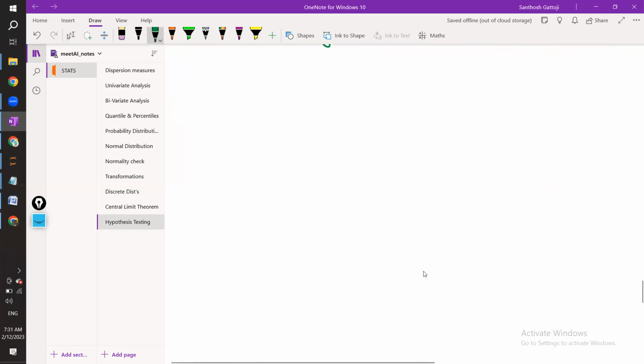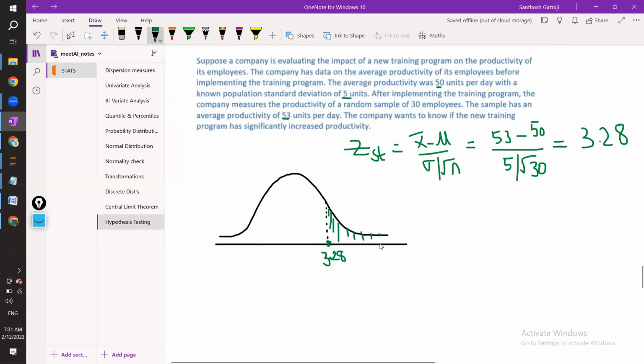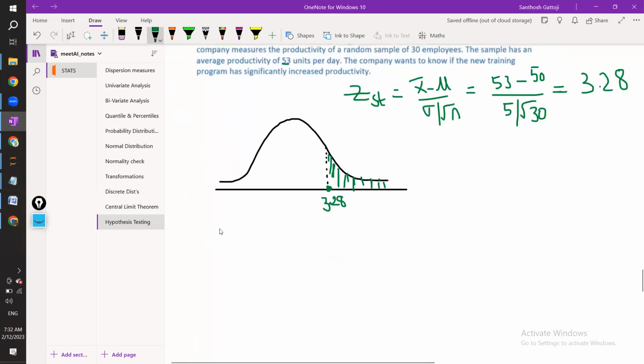I don't know where 3.28 will come. It might come here, it might come here, but just as an example, we are taking it over here. And to the right side of it, we will have a region. Now we need to calculate what this area is. What is the overall area? Total area is 1. Now, if from the table I check for 3.28, what area will I get? This area I will get.